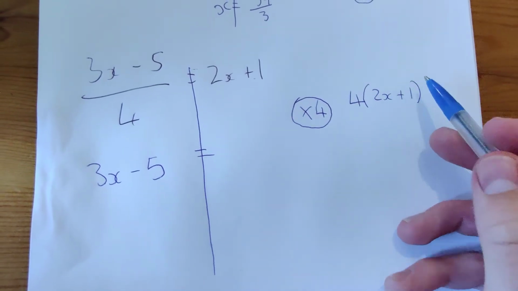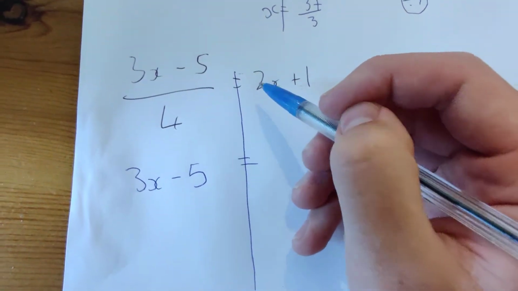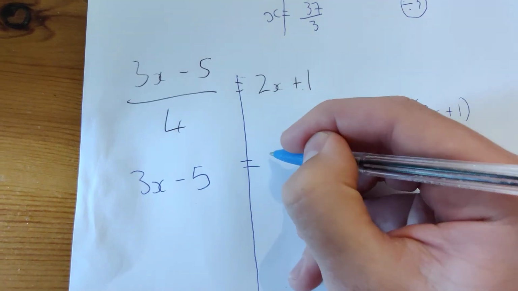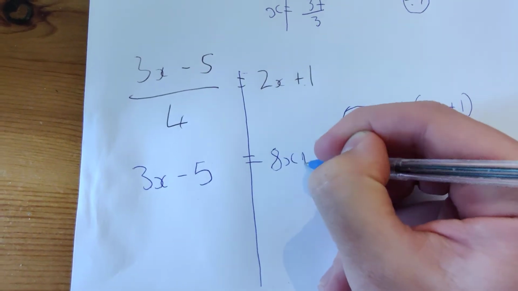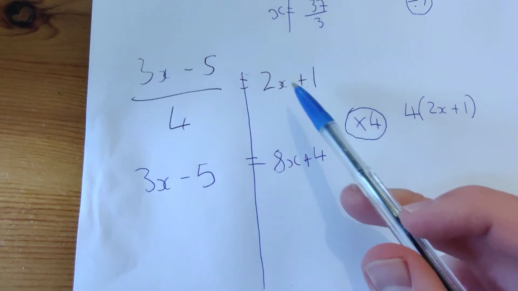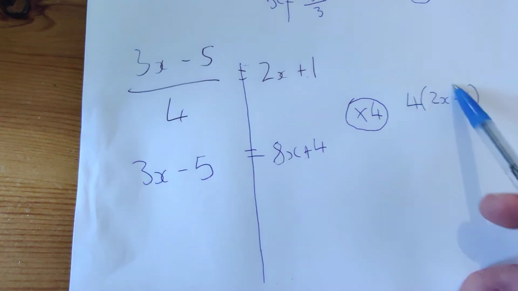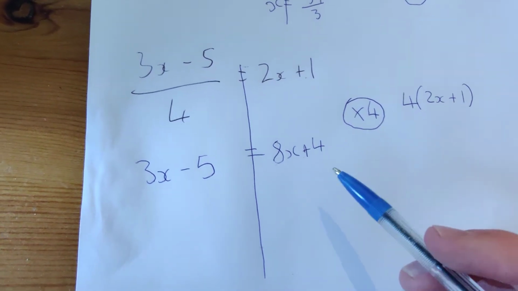I'm multiplying this whole thing through by 4. What probably more of you would prefer is just to multiply the individual bits by 4. So instead of 2x, I'm going to have 8x, and instead of 1, I'm going to have 4. So I've multiplied this whole thing through by 4 to give me this. Okay, some of you prefer to write that. In the end, you just end up expanding the bracket, which would give you the same thing. So it doesn't matter either way.